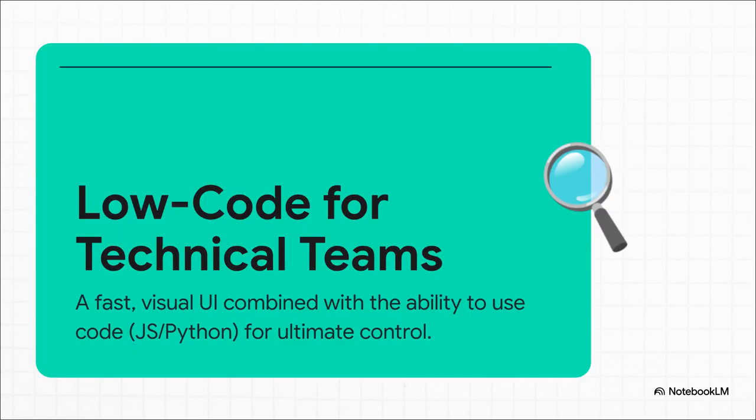And it all comes down to this idea they call low-code for technical teams. It's this awesome hybrid approach, right? You get this super fast visual drag-and-drop canvas so you can build out your logic really quickly. But, and this is the key, you always have an escape hatch. Anytime you need more power, you can just drop in a code node and start writing custom JavaScript or Python. It's for those moments when the pre-built blocks just won't cut it.